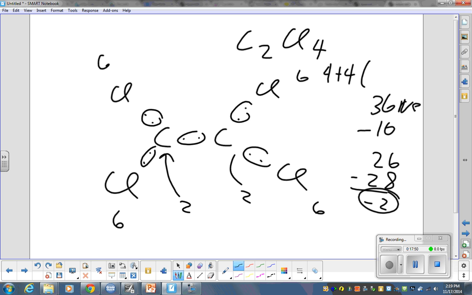You just remember, whenever you have a subscript, make a chain first and then add all the other elements, and that should be good. You should be ready to go for your test. Hopefully this helps. Have a good evening.